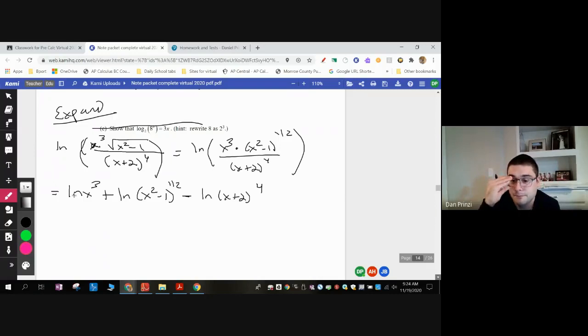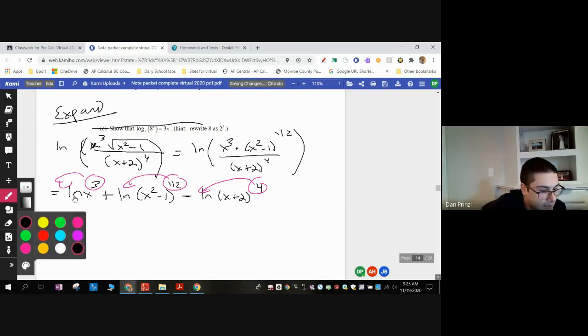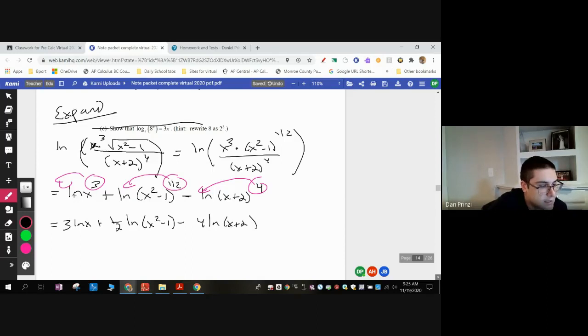You're expanding. No? Bring the exponents down. Thank you. Yep, all of them come down front. So I would write this final answer to get full credit. I would write it as 3 ln x plus 1/2 natural log of x squared minus 1 minus 4 ln of x plus 2.